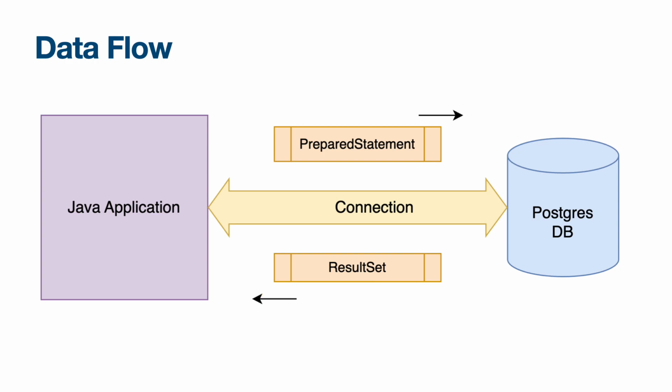The JDBC API contains classes that describe each of these steps. The Connection class represents the connection that we make with our database. PreparedStatement represents the query statement that will be executed. The results are returned by the database as a ResultSet instance that contains our queried data. In the next sections, we'll look at some examples of how we can do this in practice.